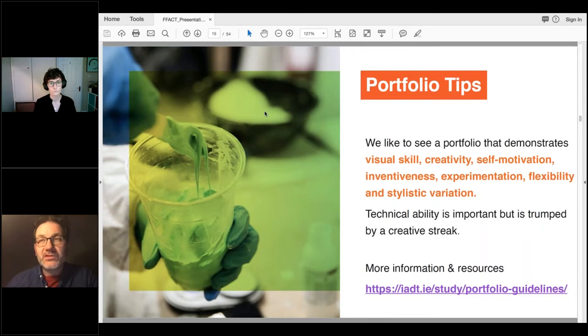But I suppose storyboards show us that you put effort into planning your film and that you were thinking about it. And that's what's really the interesting bit about it.